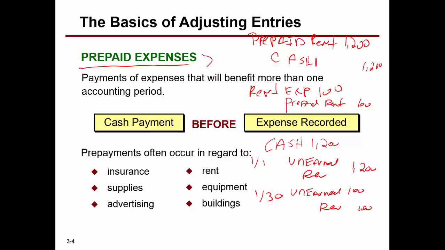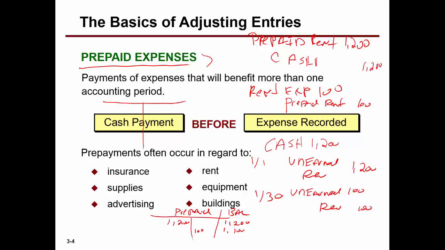How much is in the prepaid account now? $1,100 is sitting there in the prepaid. You debited it for $1,200 when you first made the payment. So it had a balance of $1,200. Then you just credit it for $100 for the first month's worth of activity. So now there's $1,100 left. How many months left do you have on that contract? 11 months left, $100 a month.